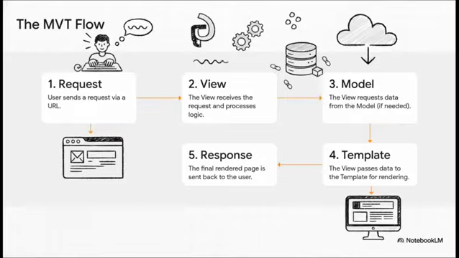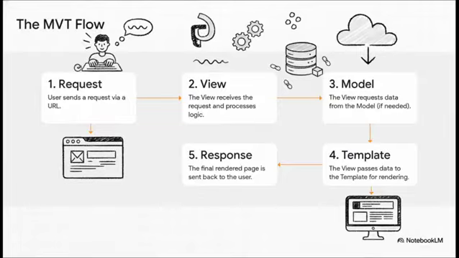So let's see how it all works together. A user clicks a link, which sends a request to a URL. Django routes that request to the correct view. If the view needs to get some data, like a list of products, it asks the model. The model grabs that data from the database and gives it back to the view.